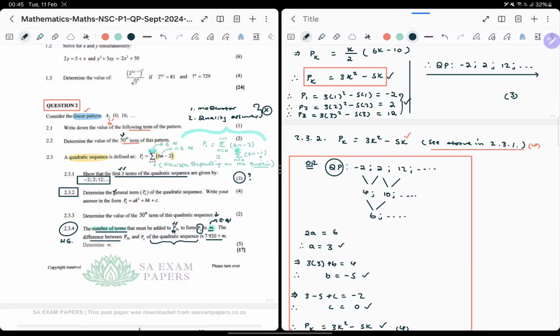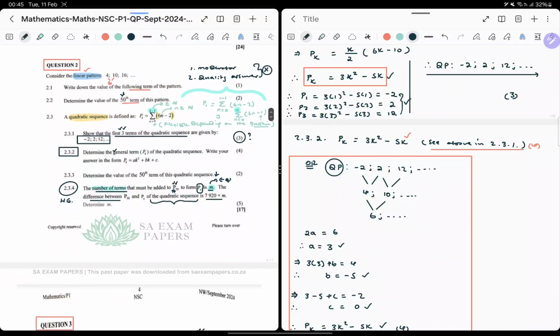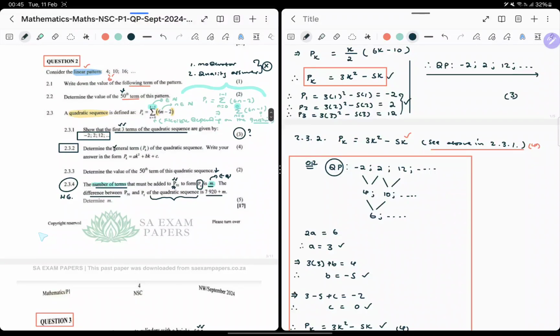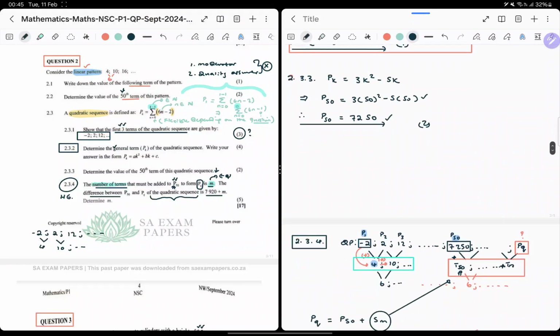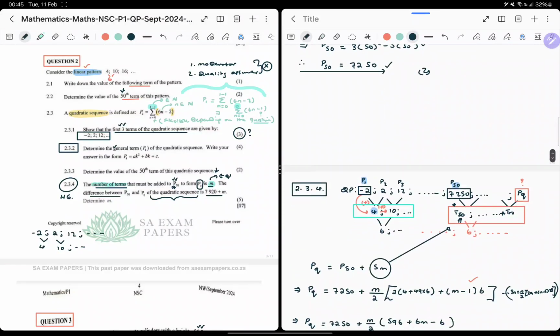Why did it work? Remember, look at this sequence. I'm just going to highlight this. If we look at the quadratic sequence, this is minus 2, 2, 12, and so forth. And we saw that the first difference was 4, and then we saw that the first difference was 10, and so forth.